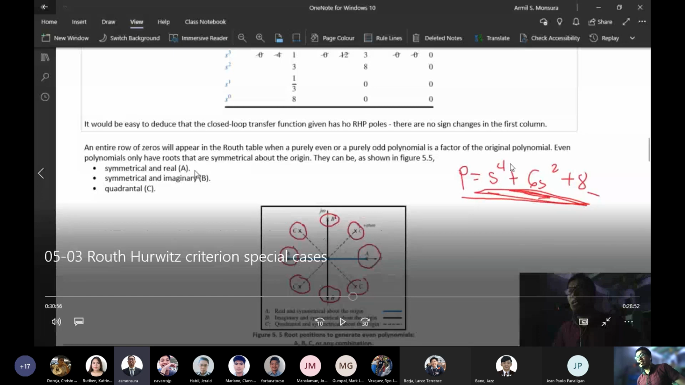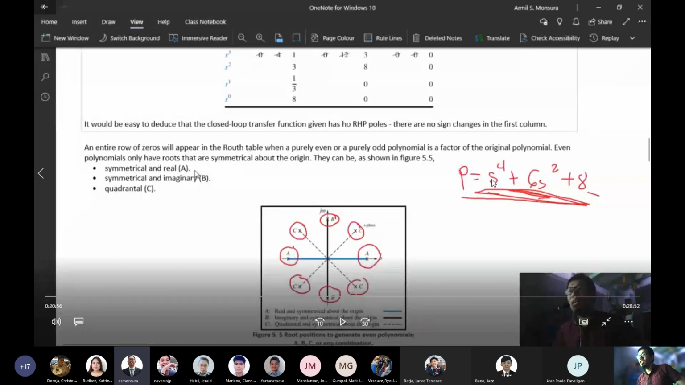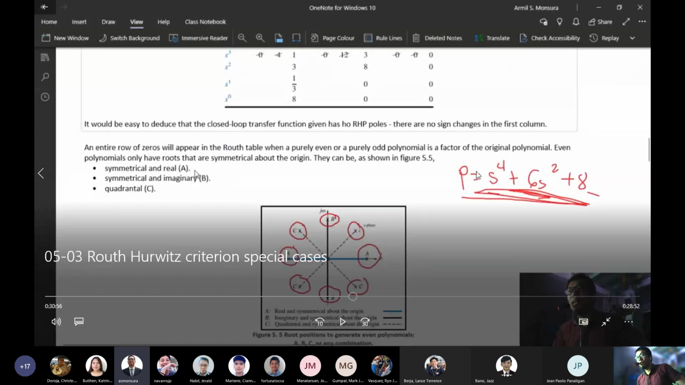So meron tong apat kasi s raised to 4 eh. Itong even polynomial nyo lang na to. So meron kayong apat na poles galing dito. Kasi apat yan eh. Okay, s raised to 4. Tandaan nyo, ang number of roots ng isang polynomial nakadepende sa highest degree. So ito, ang highest degree natin is 4. Therefore, ang ating number of roots para dito sa polynomial nito ay 4.